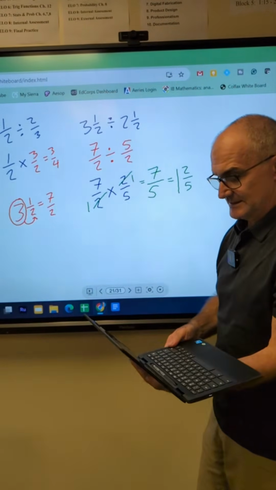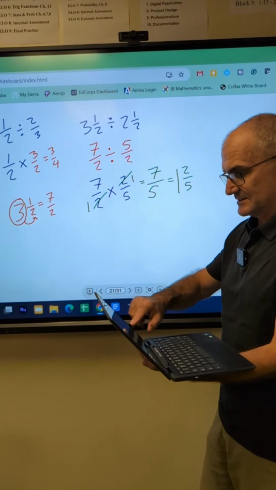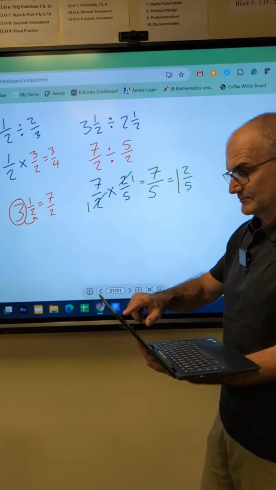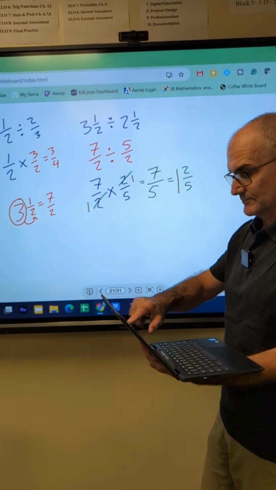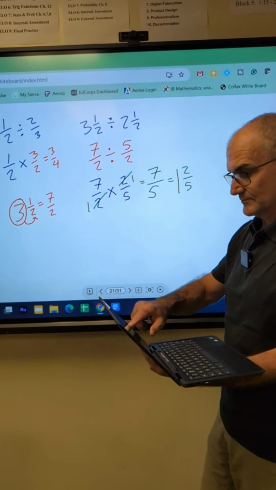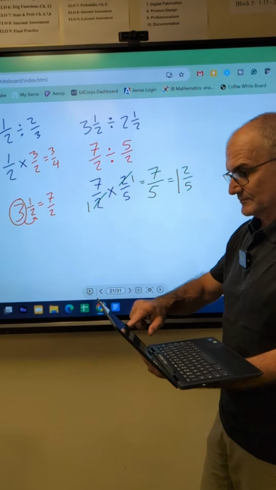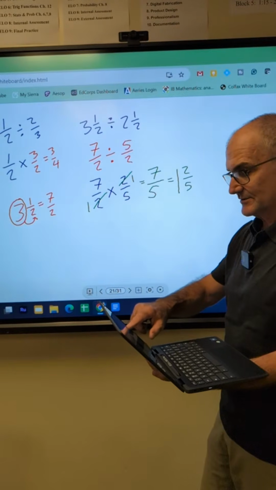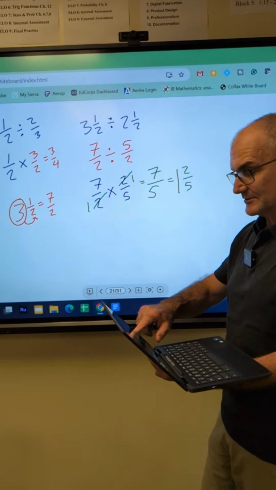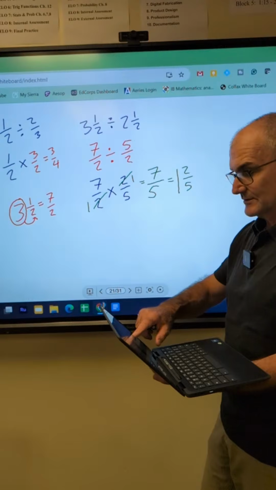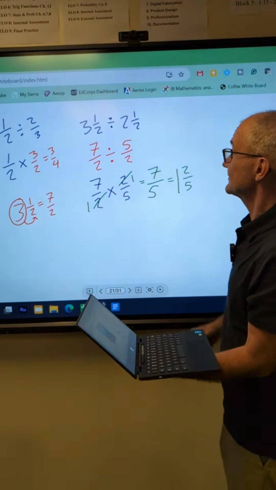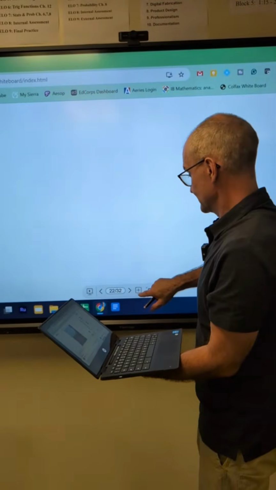All right, hopefully that made some sense. Yeah, 1s always cancel out. It goes back a little bit there. How do you divide mixed fractions? Let me do that one too. Or did I do that one? No, let me do that one specifically.